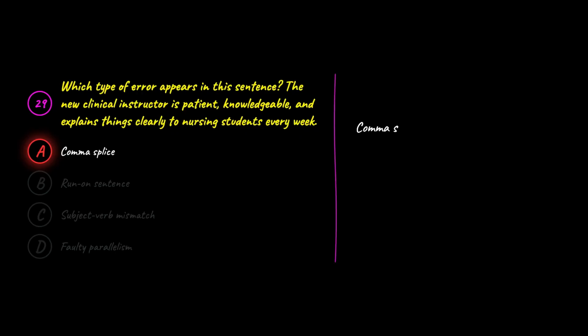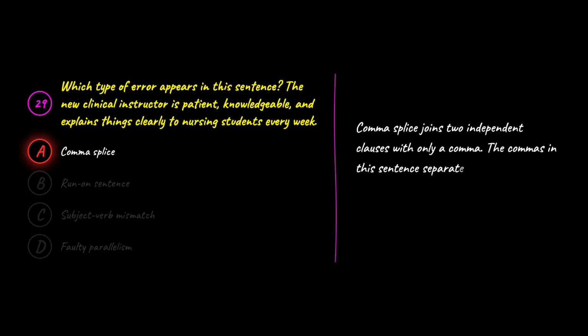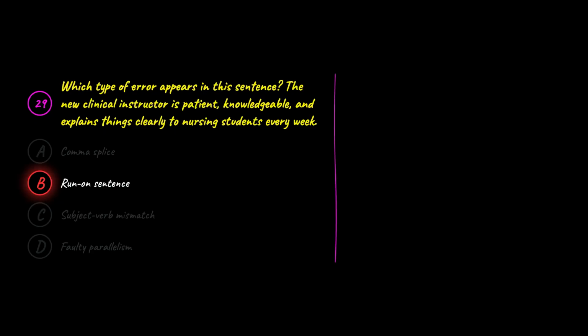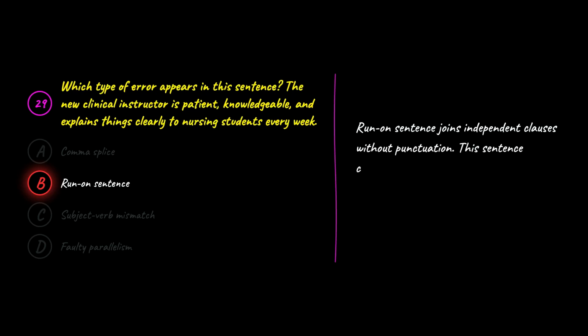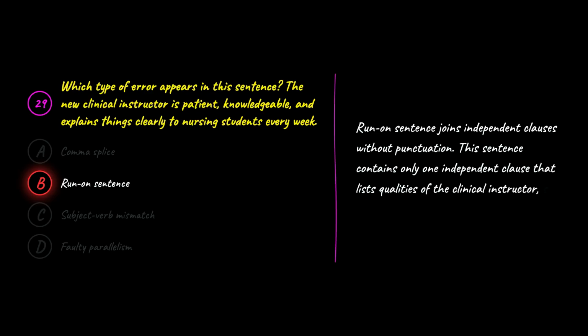A is wrong because a comma splice joins two independent clauses with only a comma. The commas in the sentence separate items in a list, not two complete clauses, so the comma splice label does not apply. B is wrong because a run-on sentence joins independent clauses without punctuation. This sentence contains only one independent clause that lists qualities of the clinical instructor. So the run-on label does not describe what is wrong here.